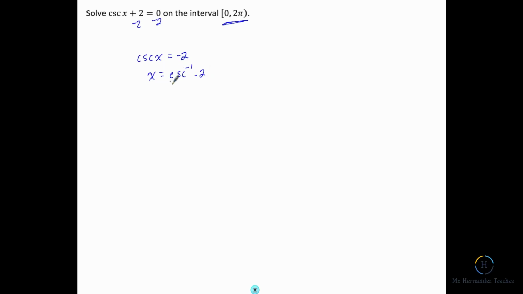So let's think about this. Cosecant is equal to 1 over sine, or 1 over the y value. So again, thinking back to the unit circle, my y values need to be equal to, well, what's going to get me 1 over y? Well, that's when y is equal to negative 1/2. So I need to think about when the sine values on the unit circle are equal to negative 1/2.